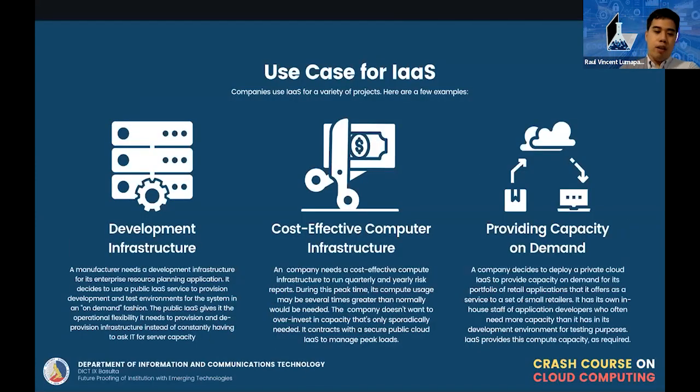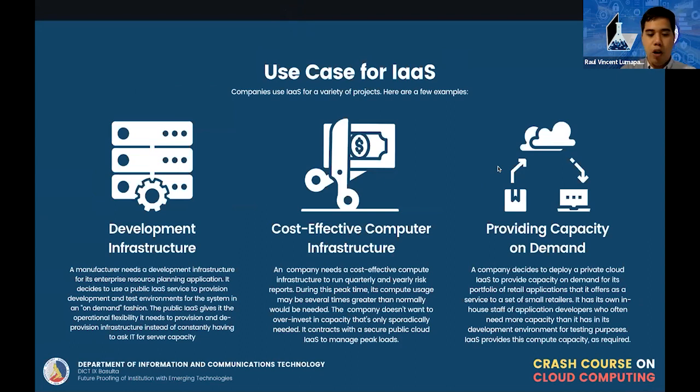So, use cases for IaaS. Companies use IaaS for a variety of projects. Here are some examples. One is development infrastructure. A manufacturer needs a development infrastructure for its enterprise resource planning application, and it decides to use a public IaaS service to provision development and test environments for the system in an on-demand fashion.